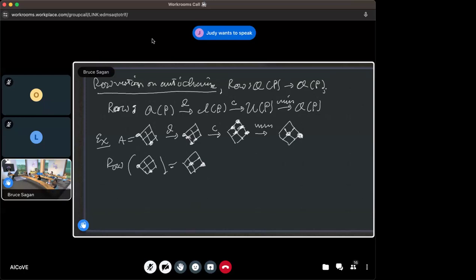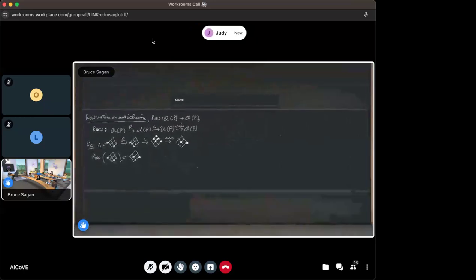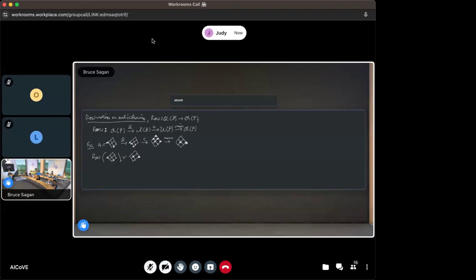Okay, yes, Judy. Can you speak a little louder? I'm having trouble hearing you. So it will make a difference if I first take the upper. Yes, you will get a different map then. It will actually turn out to be like the map we're looking at, but it will be a different map. So you have to do it in this order. Okay. Other questions?